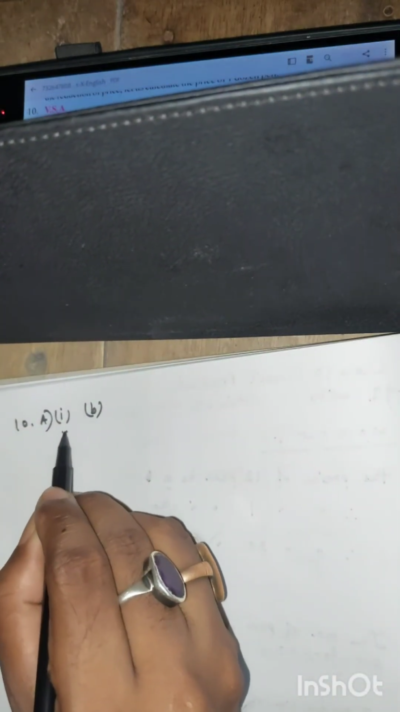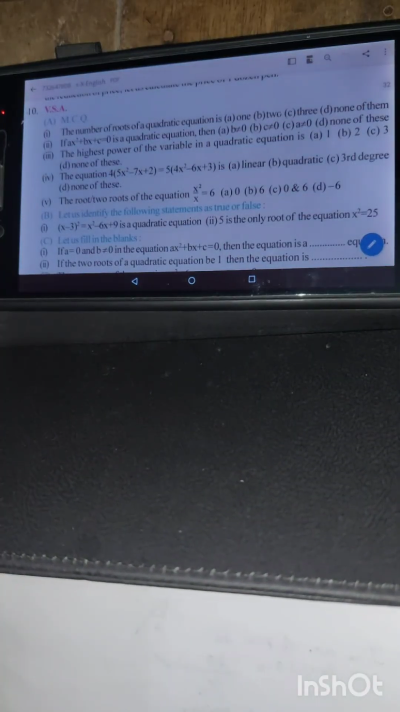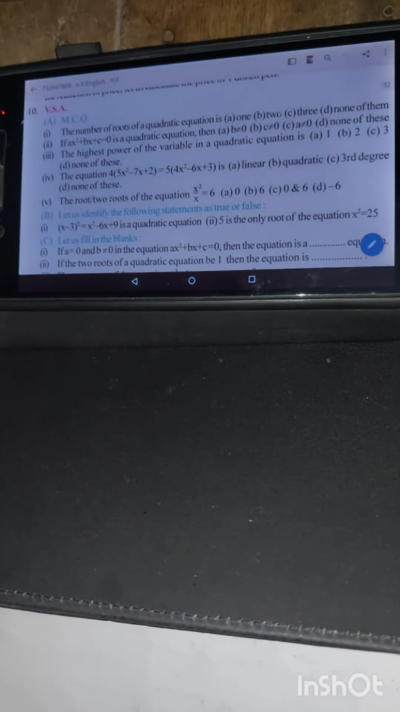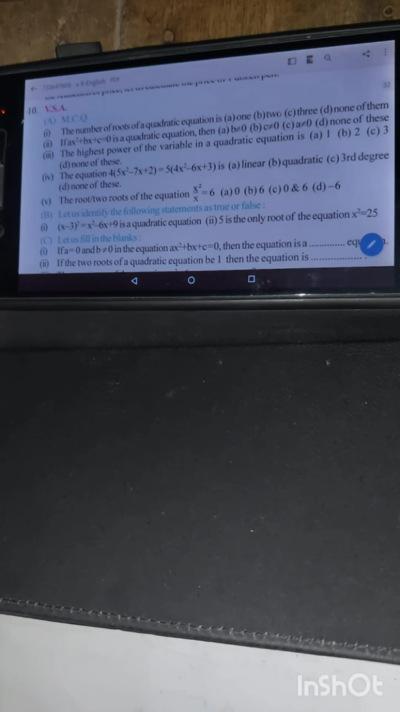Roman 2, option C. Question number Roman 3 says the highest power of the variable in a quadratic equation is 1, 2, 3 or none of these. The highest power should be 2, that is option B.